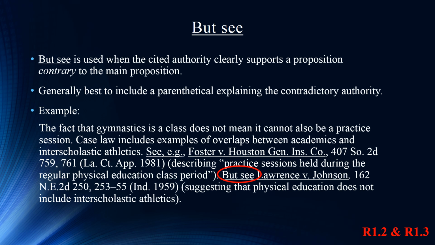This is because the first citation to Foster uses a CEG, a supportive signal. The signal but see that precedes Lawrence is a different type of signal. It's one that shows contradiction. Because CEG and but see are different types of signals, they are not part of the same citation sentence.